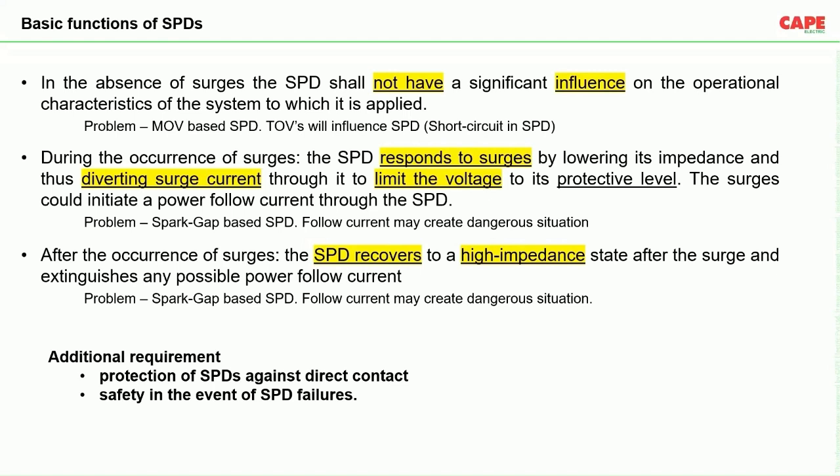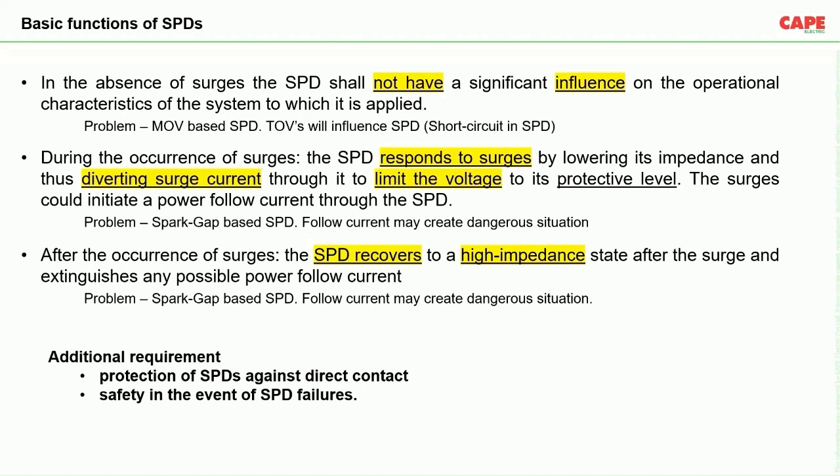Second one is safety in the event of SPD failure, which means once we have connected an SPD in a system, during the event where SPD comes to the end of its life, that means when SPD is about to fail, there are two possibilities. First possibility is SPD can fail in an open circuit condition. In that condition, there is no problem. SPD is going to just disconnect itself from the system.